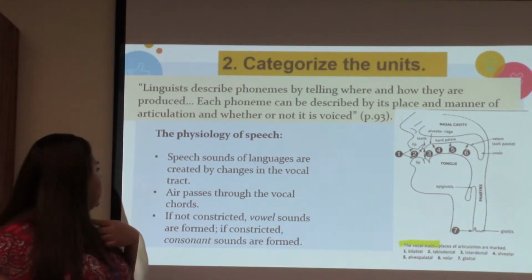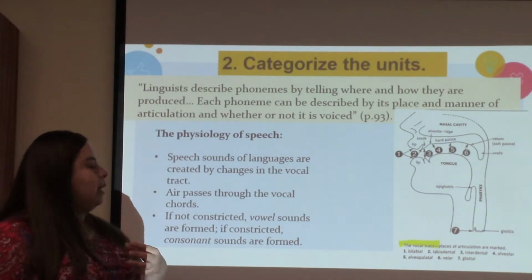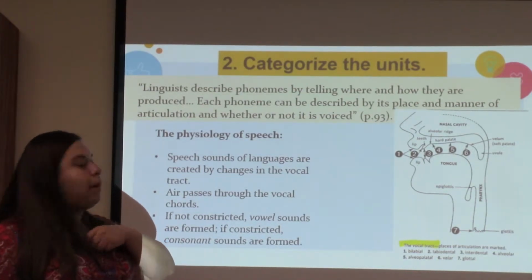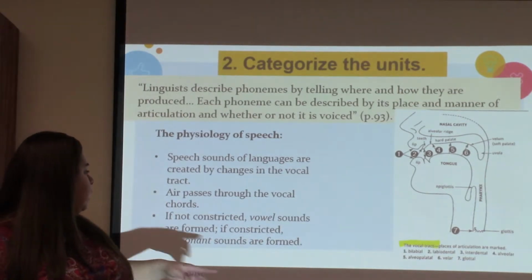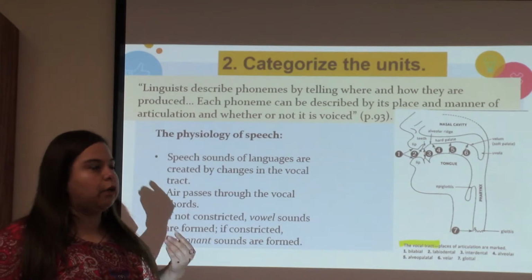As the air is passing through the vocal cords, sometimes it'll pass through without constriction, and that's where you'll get your vowel sounds. However, if it is constricted, then that's where you get your consonant sounds.